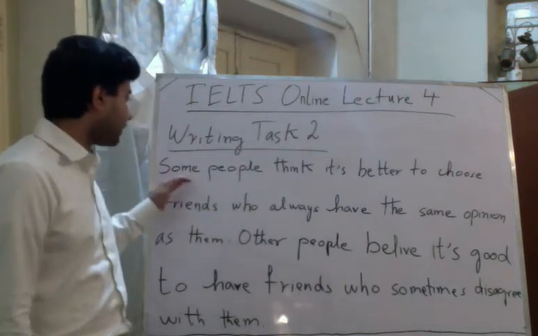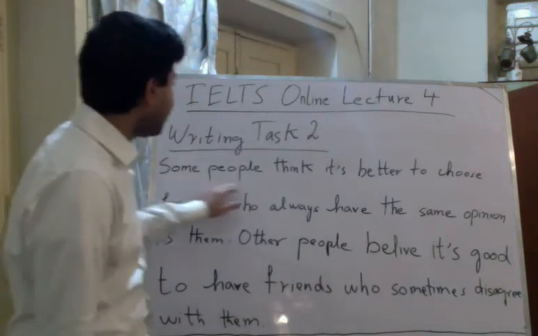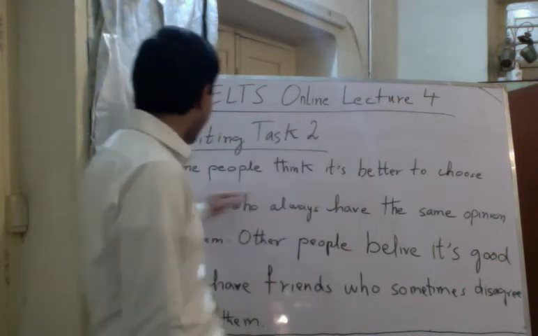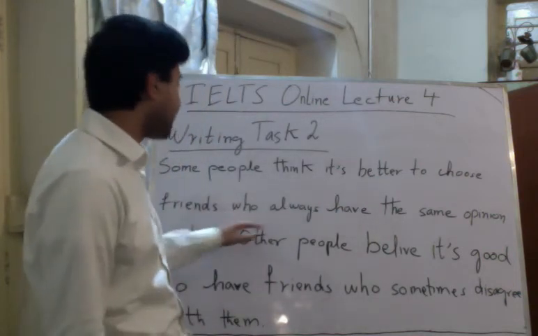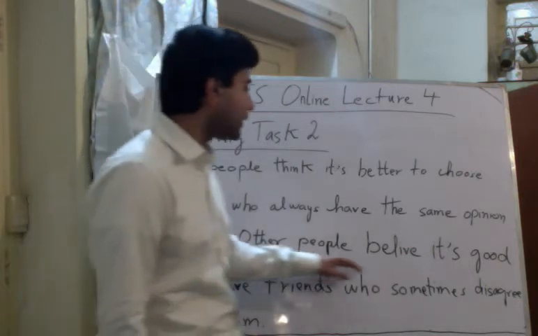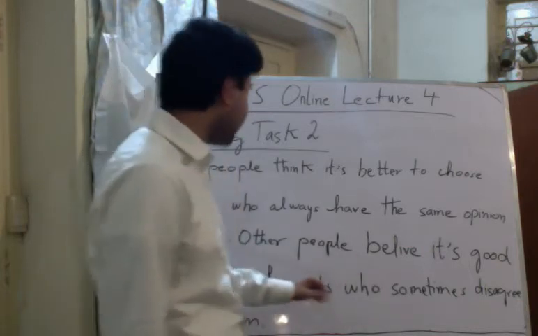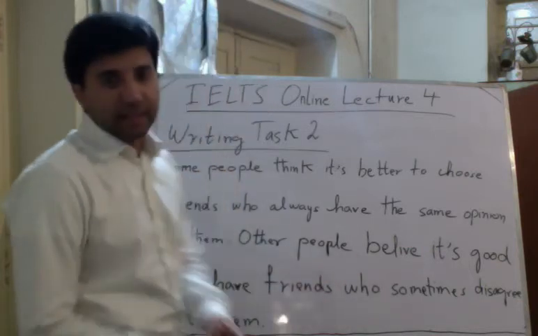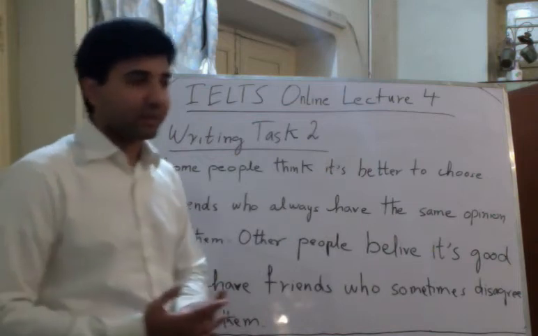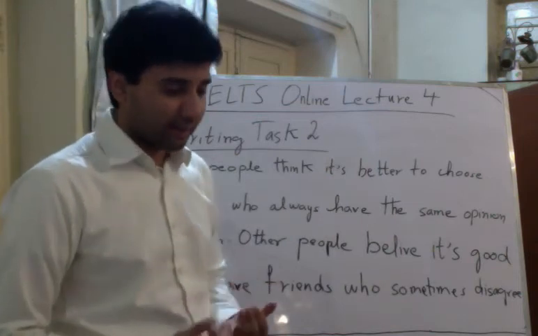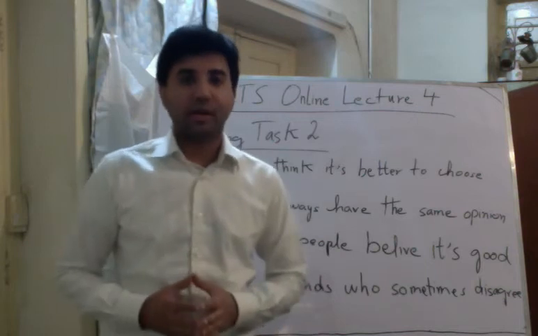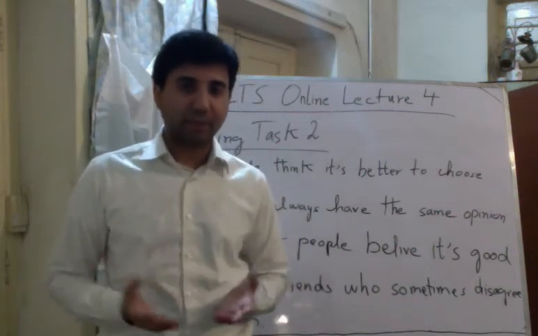Here is the topic. I will read it aloud. Some people think it's better to choose friends who always have the same opinion as them. Others believe it's good to have friends who sometimes disagree with them. And it's a type of essay in which the examiner has asked, discuss both views and give your opinion.